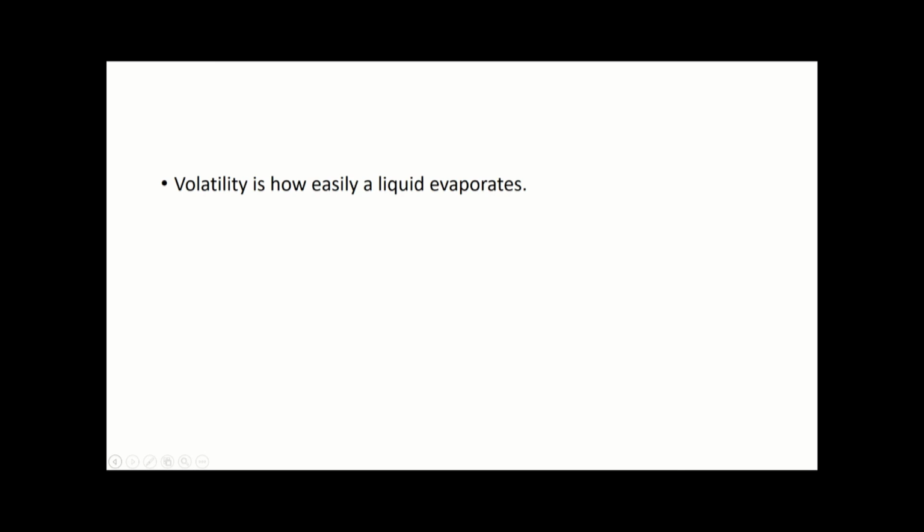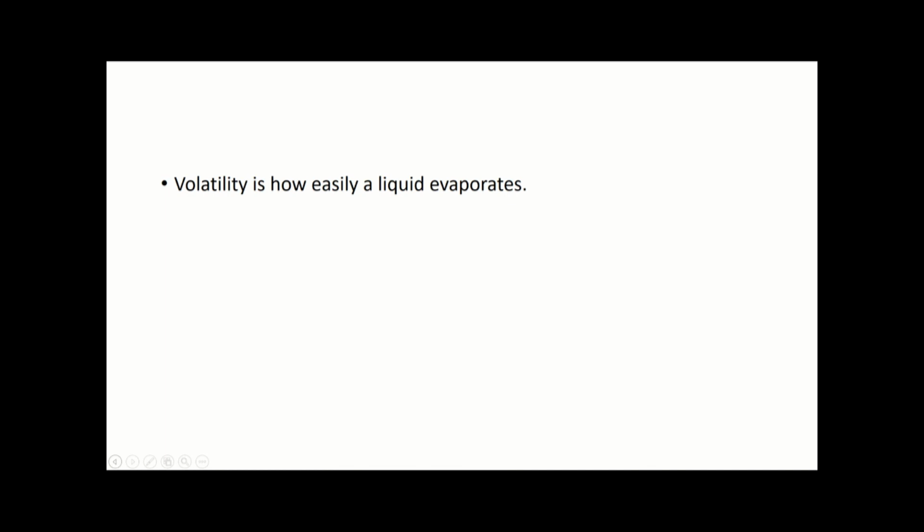Notice I've said evaporate there rather than boil. Water does evaporate below 100 degrees. Okay, we know this because puddles dry up. But if I was to take a puddle of hexane and I was to take a puddle of water, you'd find that the hexane would evaporate faster. And so hexane is more volatile than water, if you see what I mean. Okay, even though neither of them would be boiling at that point. So volatility is how easily a liquid evaporates.